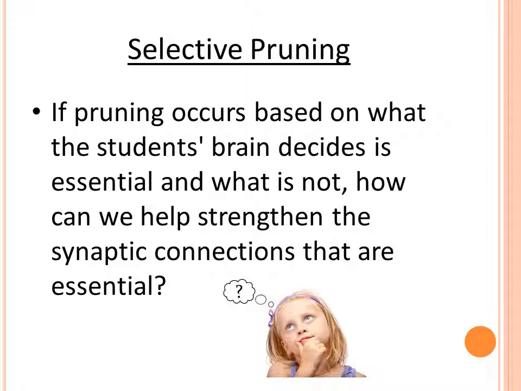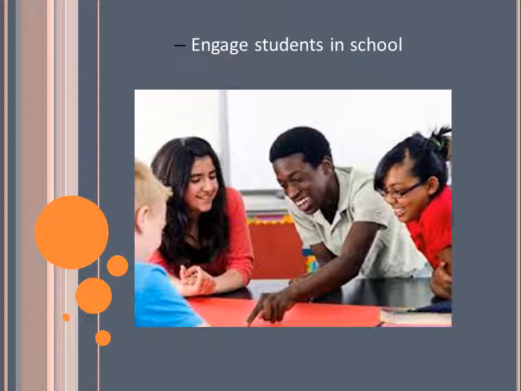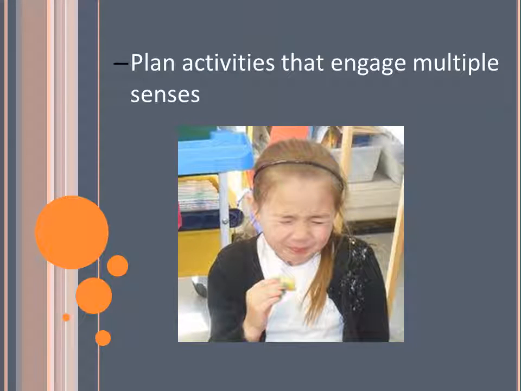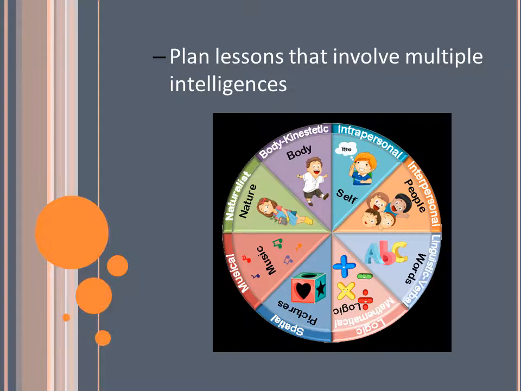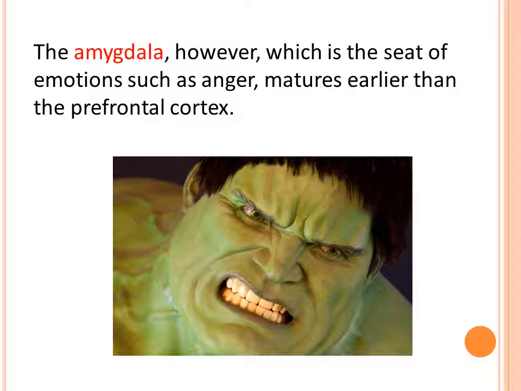If pruning occurs based on what the student's brain decides is essential and what is not, how can we help strengthen the synaptic connections that are essential? We can first engage students in school. Second, we can plan activities that engage multiple senses. And third, we can plan lessons that involve multiple intelligences, such as interpersonal, linguistic, logical, spatial, musical, naturalist, and bodily kinesthetic.